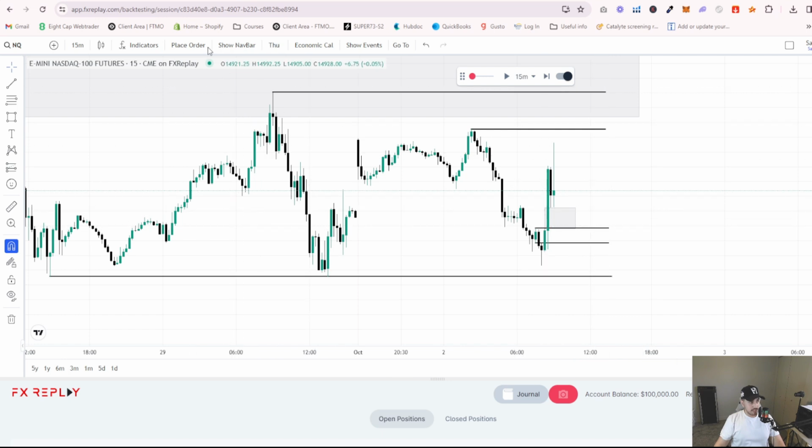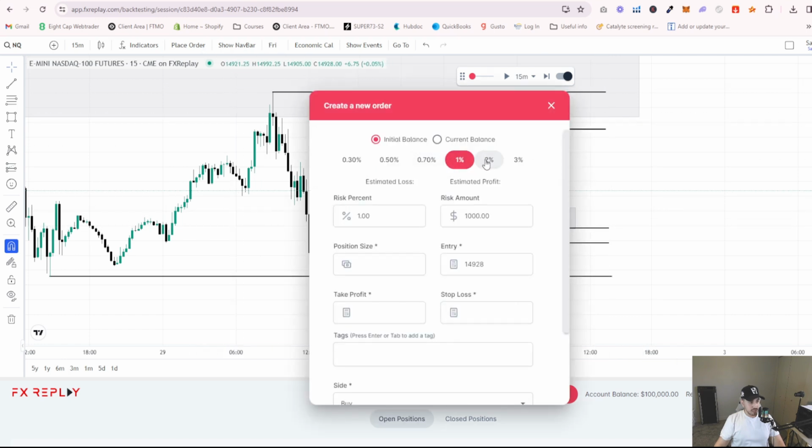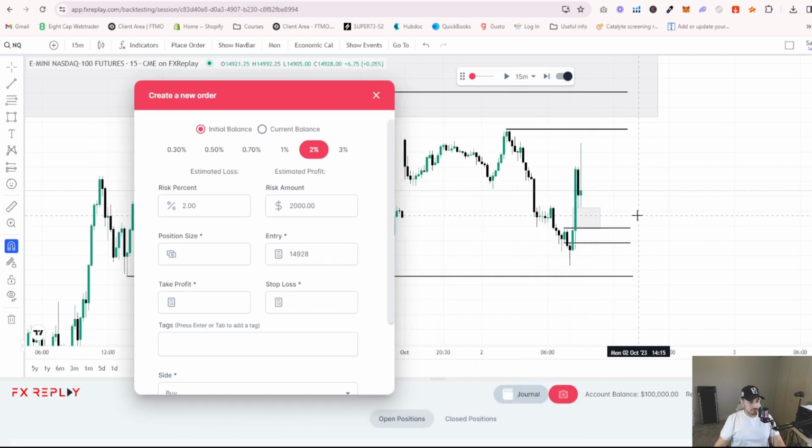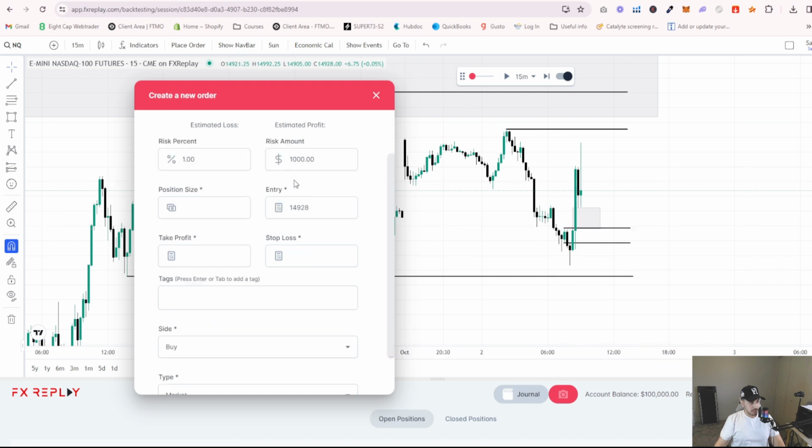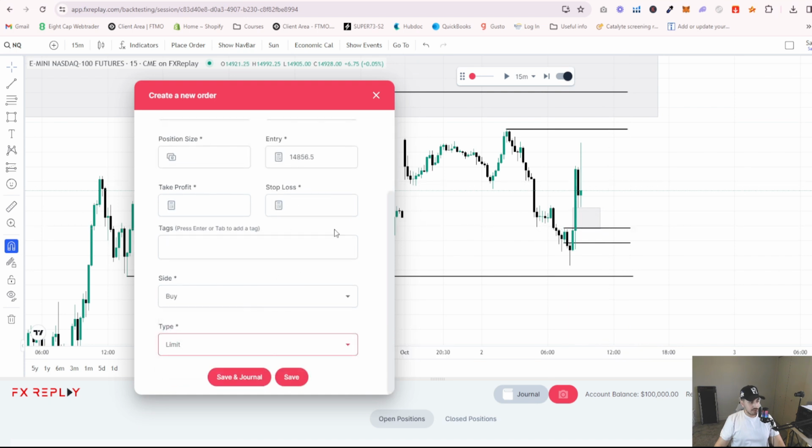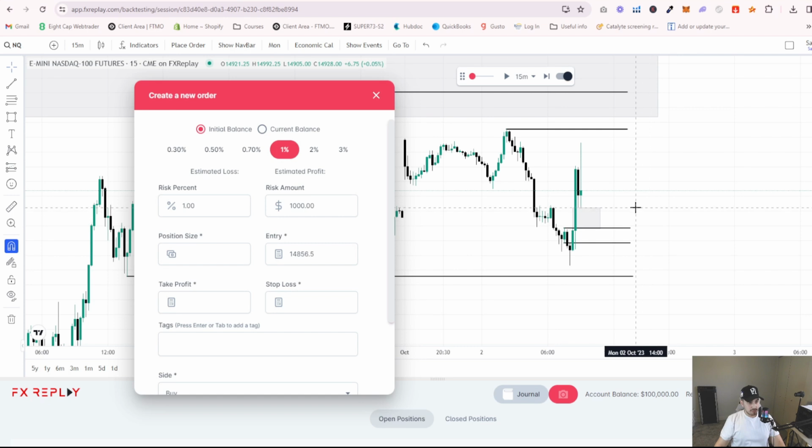So let's go ahead and place an order, and we're going to do 2% on a 100K account. Actually, let's go 1% at the limit here, and then another 1% limit there at the breaker block. So let me go ahead and do limits, and we're going to do an entry here at 14,904.50, with the stop loss.